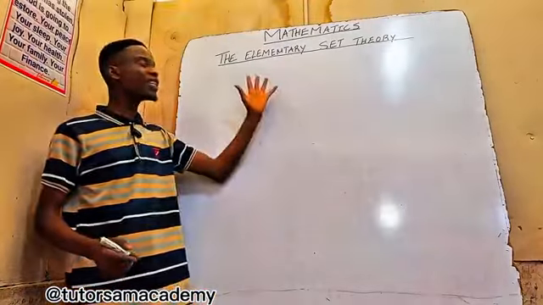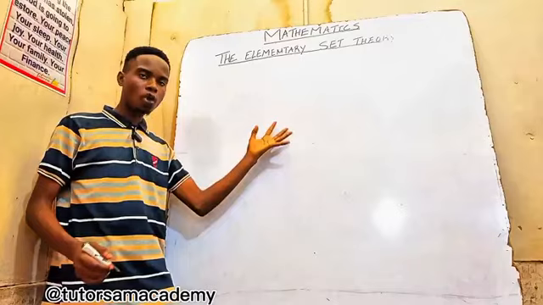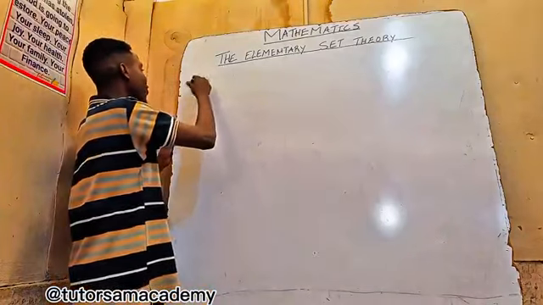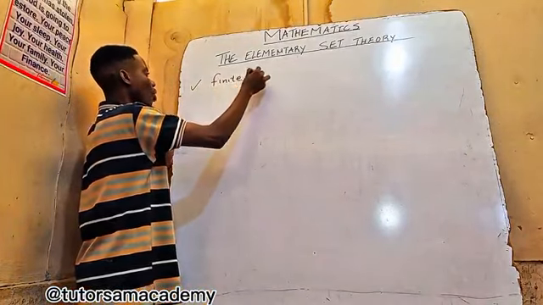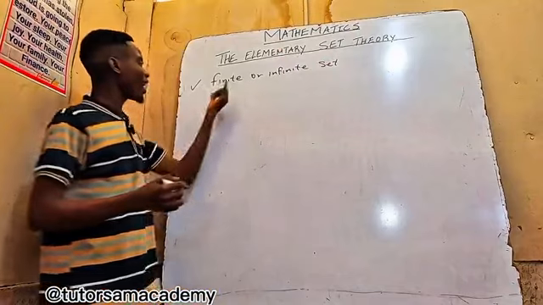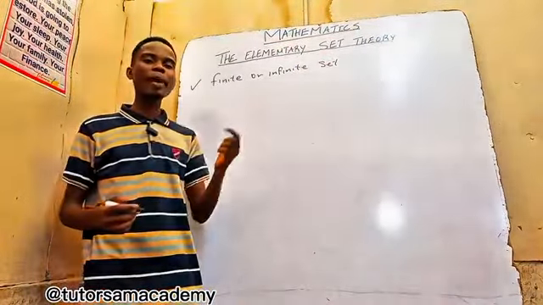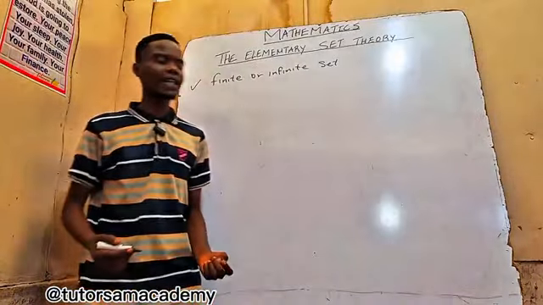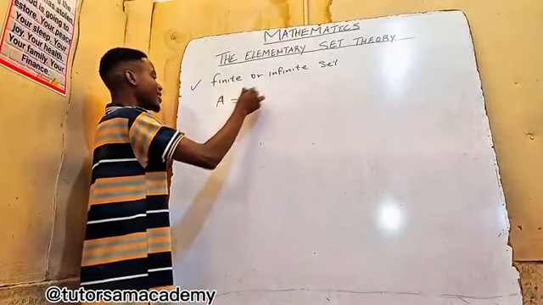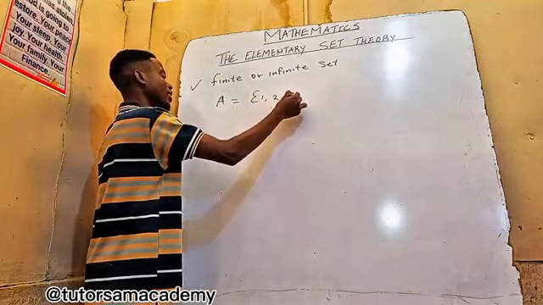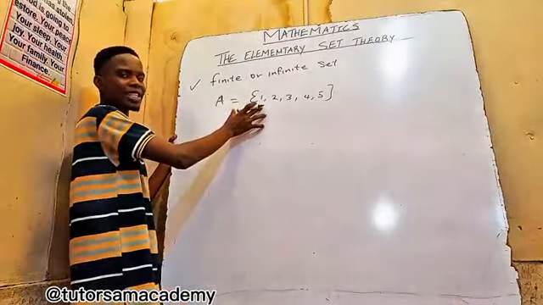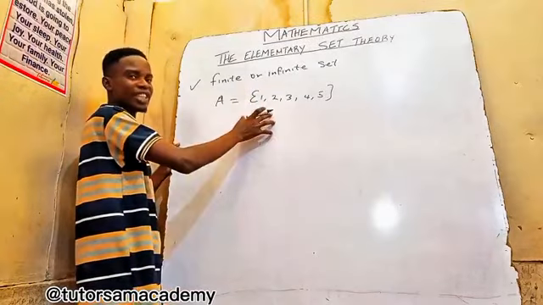All right, having looked at the methods of describing the membership of a set, in describing a set we have what we call a finite or infinite set. A finite set is a type of set whose members are countable. For instance, when I say A is 1, 2, 3, 4, 5, the members are from 1 to 5. So this type of set is countable. This is an example of a finite set.